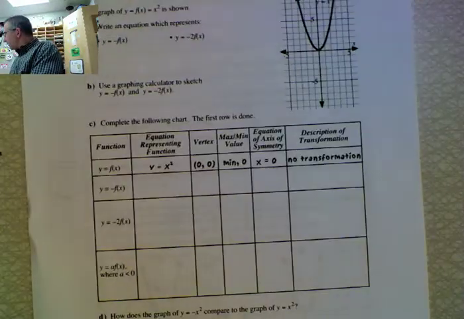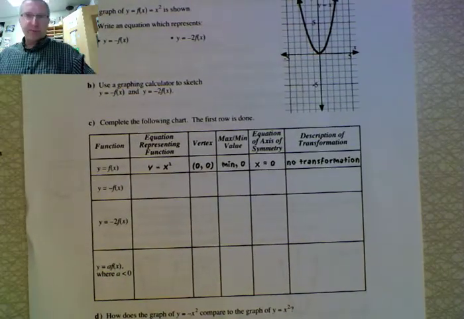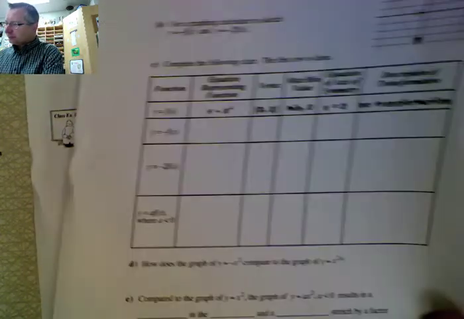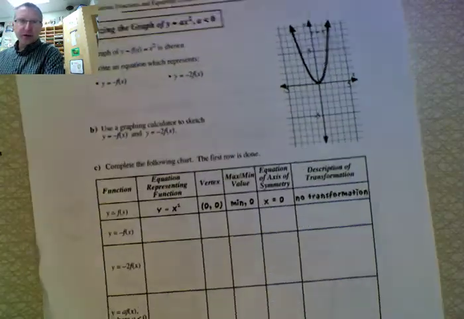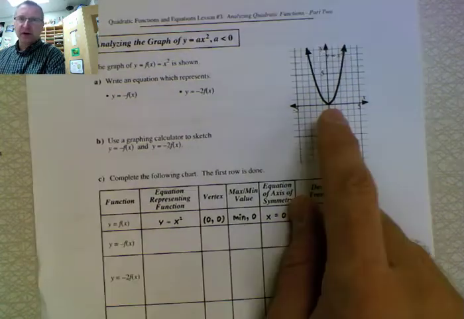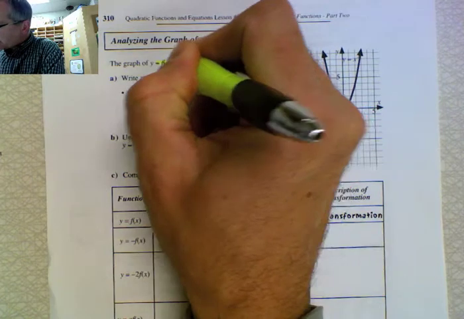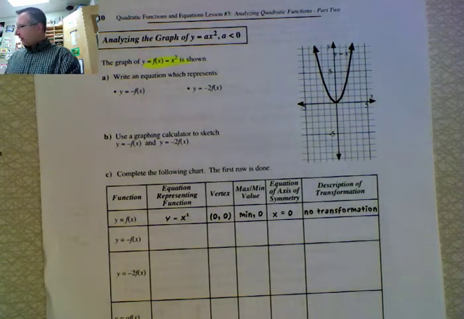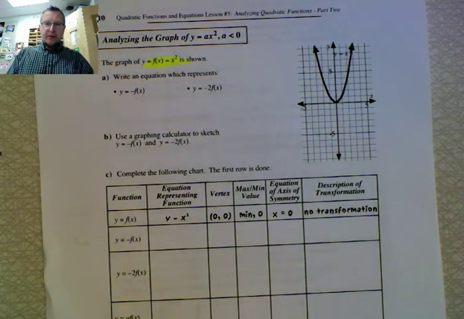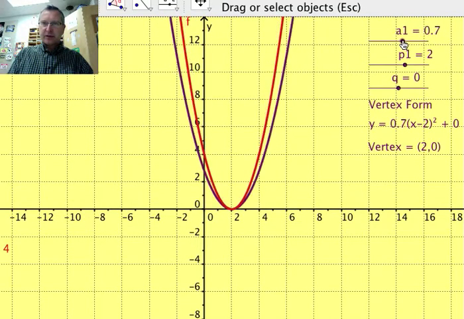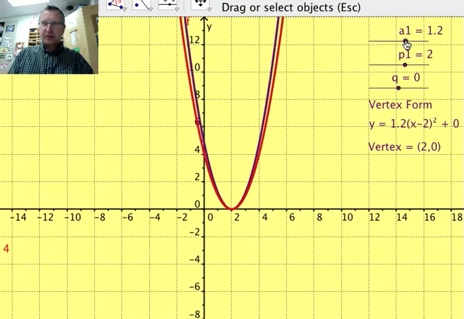So if we flip to the next page in this particular situation here, what we're going to do is we've got the graph of y equals x squared. So that's the graph we've got on the right side. And I'm going to go back to our situation here, and I'm going to create the graph of y equals x squared.